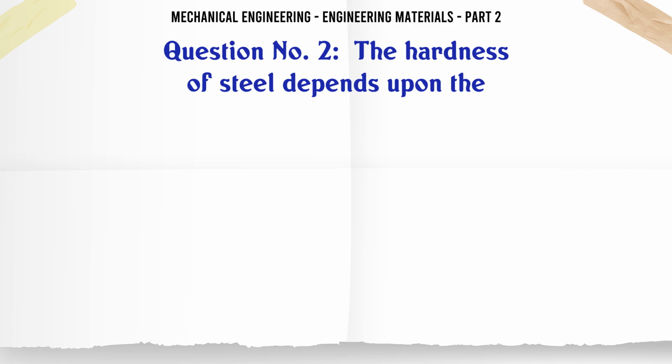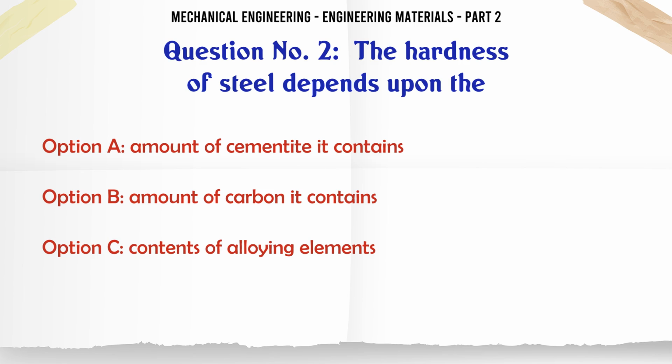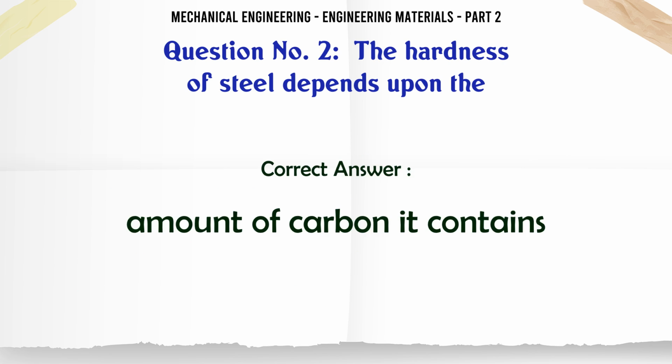The hardness of steel depends upon the A. amount of cementite it contains, B. amount of carbon it contains, C. contents of alloying elements, D. method of manufacture of steel. The correct answer is amount of carbon it contains.